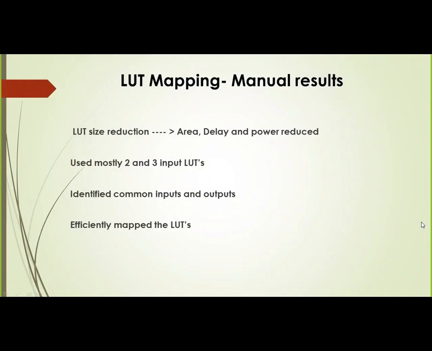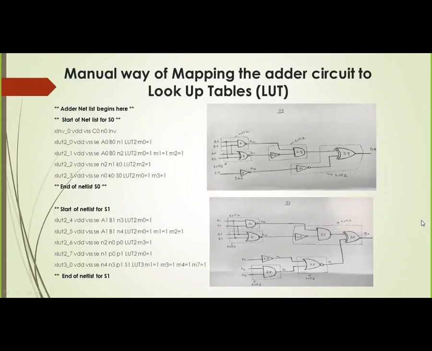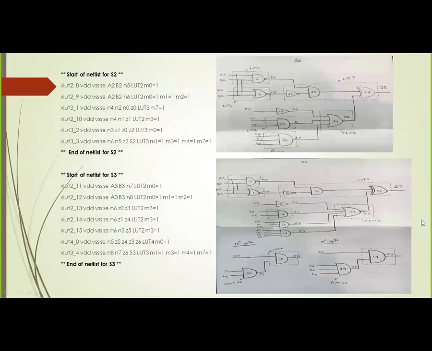You can see the netlist of S0 and S1 in this slide. We have used only 2 input LUTs. We have used both 2 and 3 input LUTs for S2, whereas for S3 we have used a new technique which resulted in the best results with manual mapping, as I said before. For example, gate number 18 has 3 inputs, which are N6, N1 and N4. Gate number 23 has 2 inputs, N1 and N4. So the common inputs for these two gates are N1 and N4.